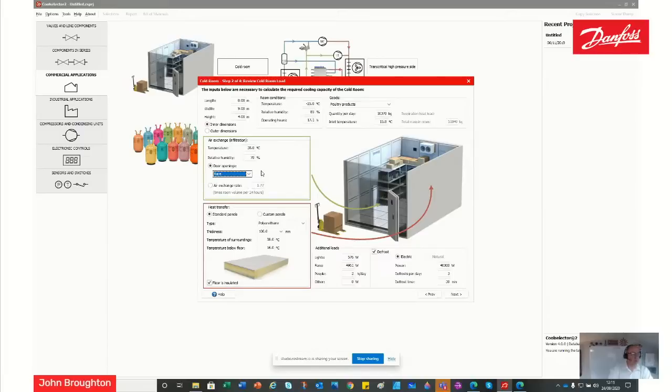So we leave this as rare because of the process that we are doing. We have our panel information. Again, we're leaving this as the default data that's come into Coolselector. And we've got our additional loads, again calculated by the wizard here. So lights, fans, people. If it is a process, then I'd probably say there's going to be nobody in there during that process. So we'll put the people to zero.